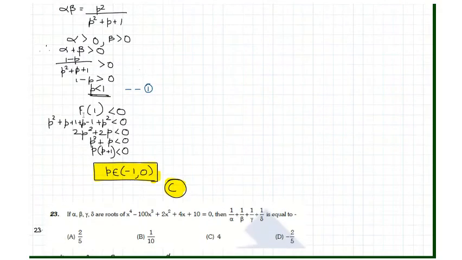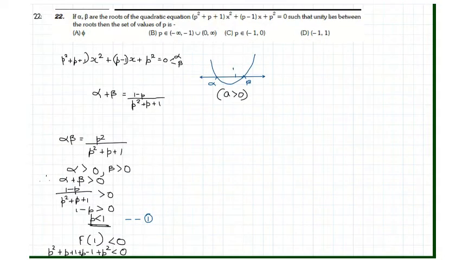Now, as before, f of 1 is less than 0. P square plus p plus 1 plus p minus 1 plus p square less than 0. 2p square plus 2p is less than 0. We can divide 2 from both the sides. We get p square plus p is less than 0, or p into p plus 1 is less than 0. When we use the wavy curve method, we get p is an element of minus 1 to 0, both exclusive. This is option C.